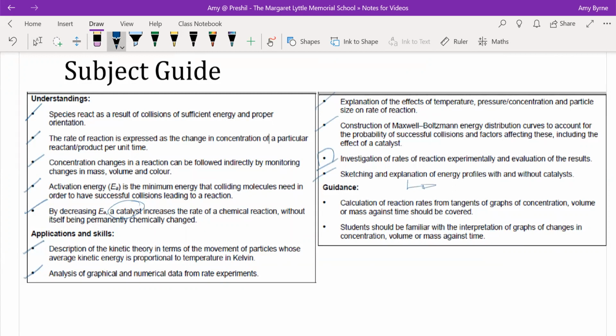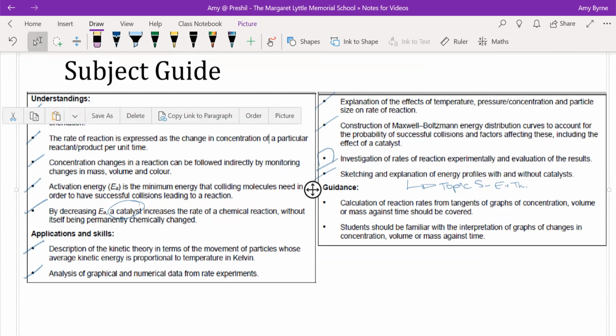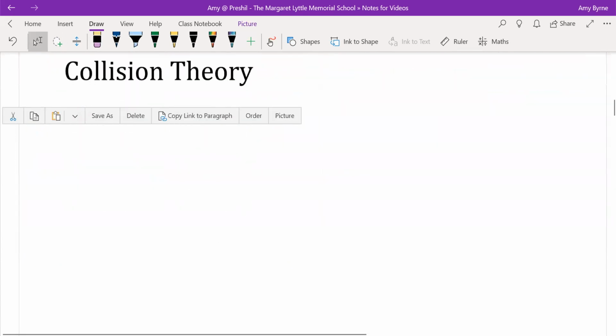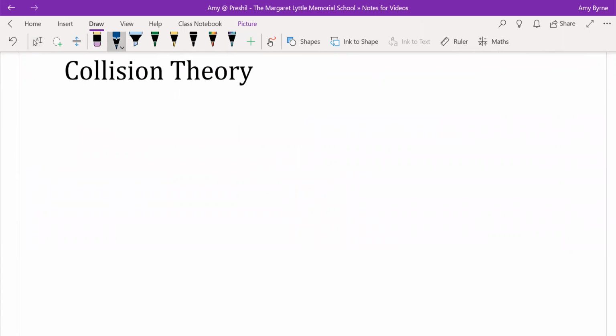Now, energy profiles also massively come up in topic 5, which is energetics and thermochem. So I'm not going to go into massive amounts of detail there. So let's continue on by talking about collision theory.